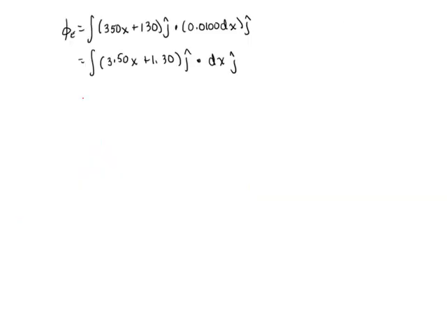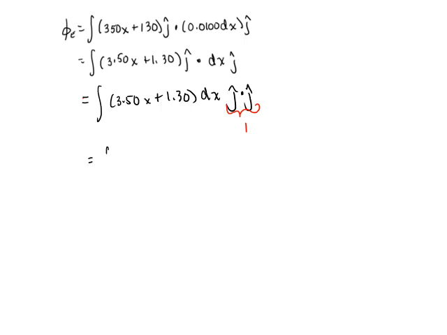Let's deal with our scalar product next. So this is equal to the integral of 3.5x plus 1.3, moving my dx to the left a bit, and I'm left with j dot j. When we take the dot product of two unit vectors that are the same, that's equal to 1. They have a magnitude of 1 and they're parallel, so 1 times 1 times cosine 0 gives us 1 when we're evaluating our scalar product.